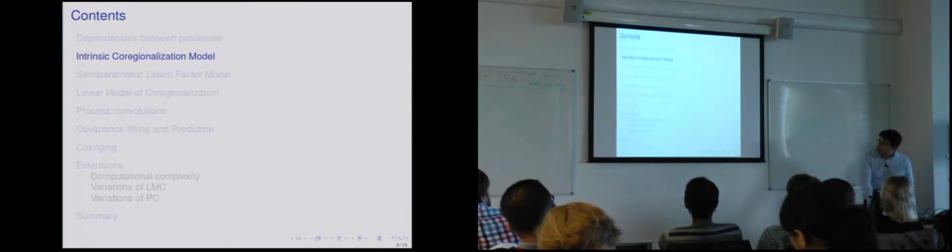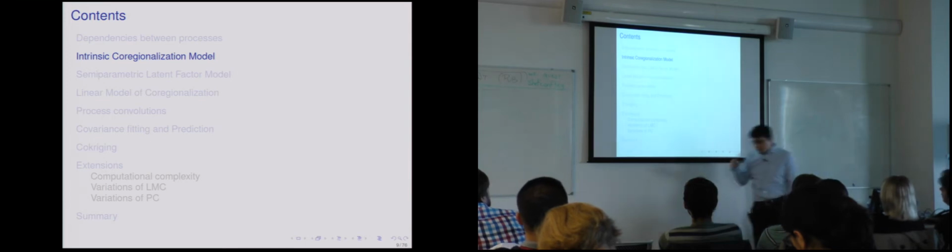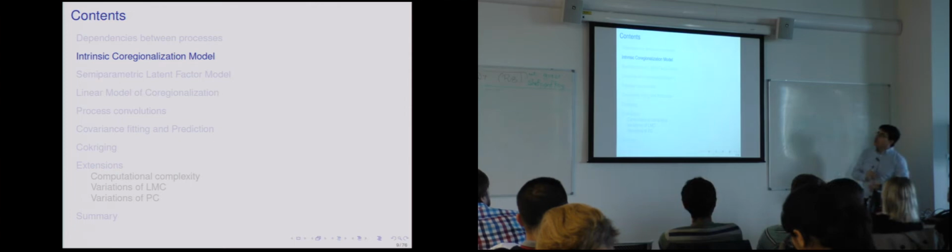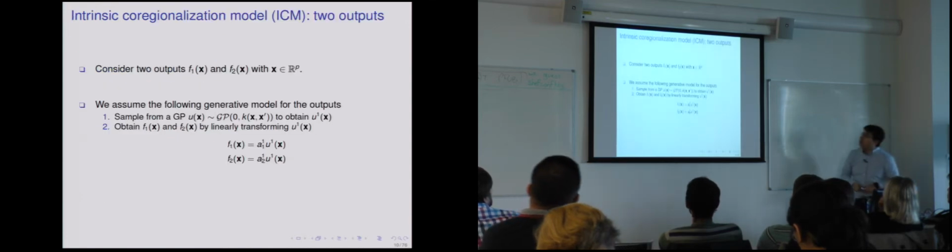So we are going to start building these cross-covariance functions. We are going to start with a very simple model, and then we are going to make it more complex until we get to the convolution approach. So we're going to talk about the intrinsic coregionalization model first, or the ICM model.